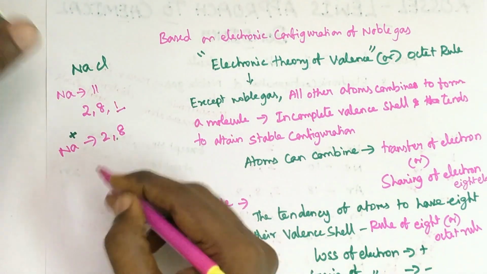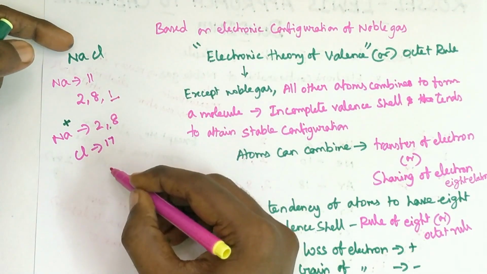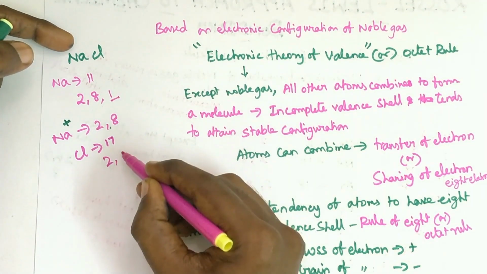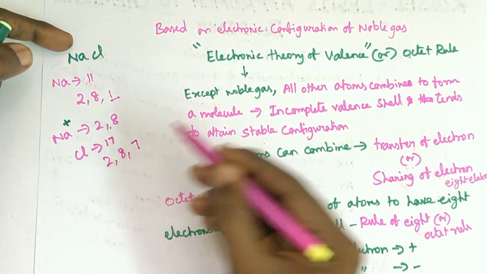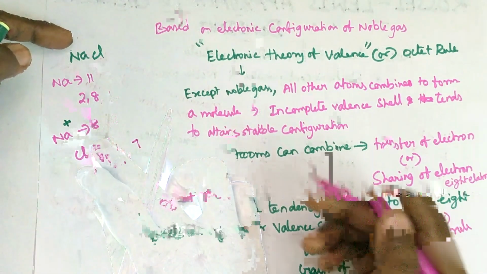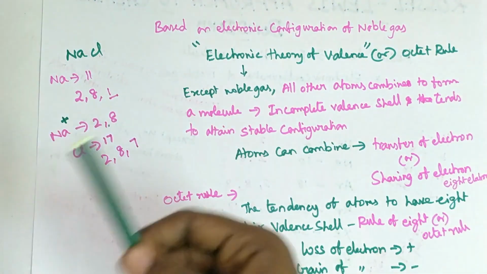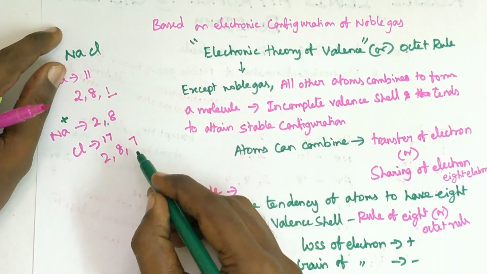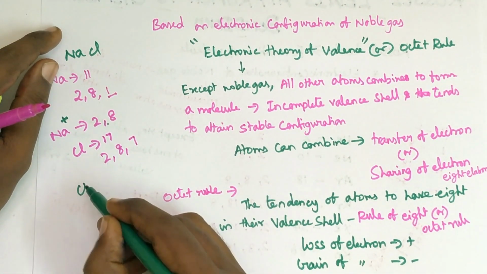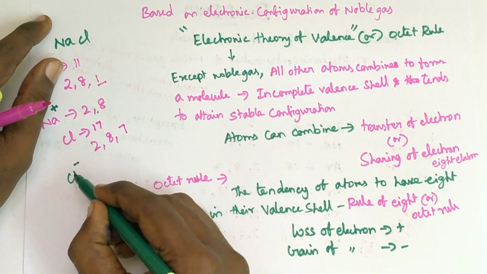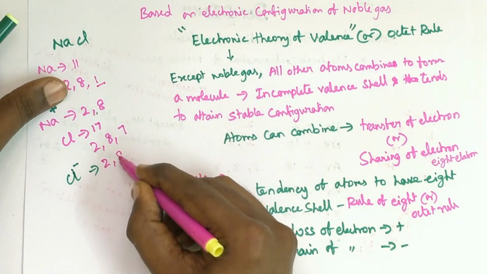In the same way consider chlorine. Chlorine has atomic number 17. When you write Bohr's model, the K shell accommodates 2 electrons and the L shell 8 electrons. Out of 17, 10 electrons are filled, so the balance is 7 electrons in the outermost shell. To attain the stable electronic configuration of octet, chlorine needs 1 electron. So chlorine gains 1 electron. Gain of electron means minus, so Cl minus becomes 2, 8, 8.